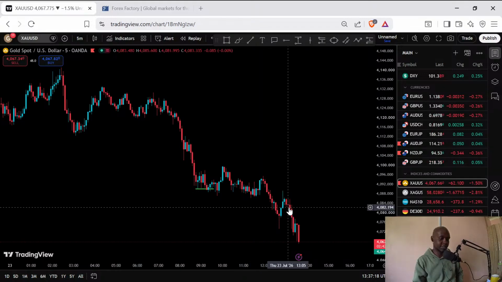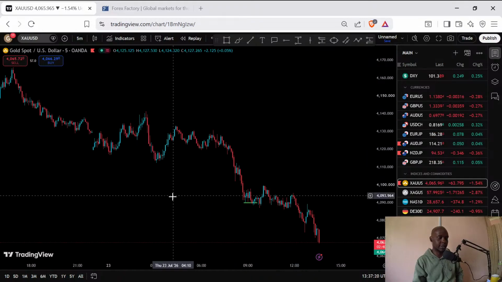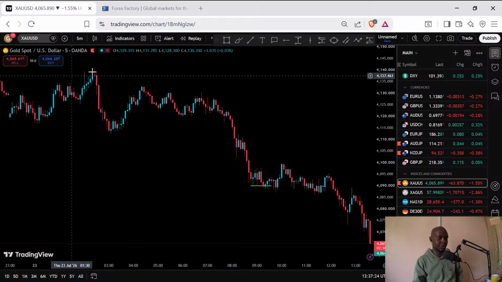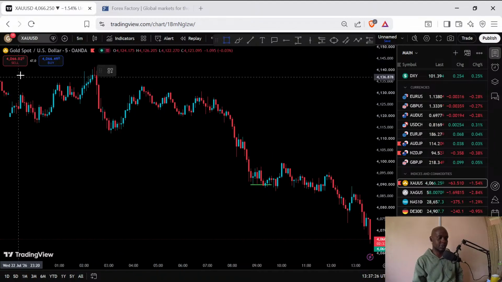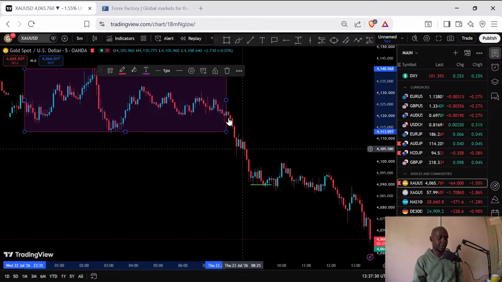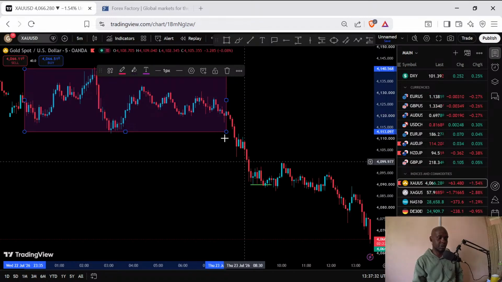See, we're getting continued sell-offs on the gold. Now, I was looking for sell-offs on gold during the New York session once we came out of this consolidation. The ideal entry for me would have been this first push, but we did not get the strength I was looking for.